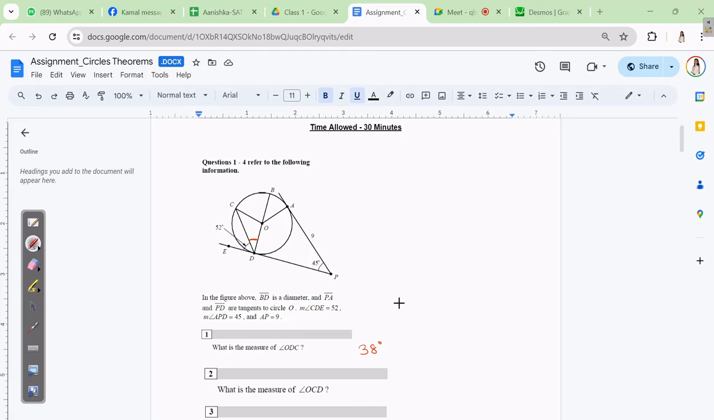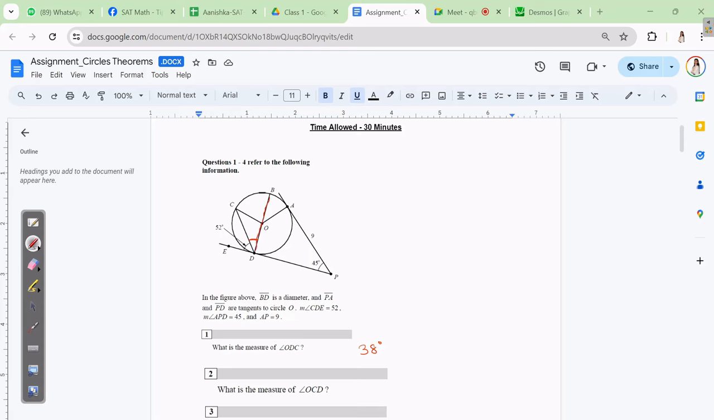Oh, number one. I thought you're talking about number two. Yeah, number 1. I got 38 because BDE and BDP are both right angles. I just thought that BDE, that part would be 90, and 90 minus 50 is 52. Okay, 38.